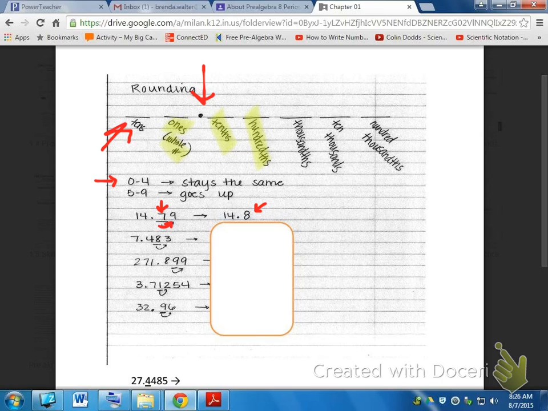7.483. So 7 and 483 thousandths. The place that we want to round to was the hundredths place. There's an 8 there. You have to look at the 3, decide what it tells you to do, and then determine what the rounded value would be. Who would like to tell me what this is? Braxton: It would be 7.48 because you can't take it up because 3 is under 5. Correct. 7.48. 3 is in that category where it stays the same, and then you don't write any number past the 8. Good job.